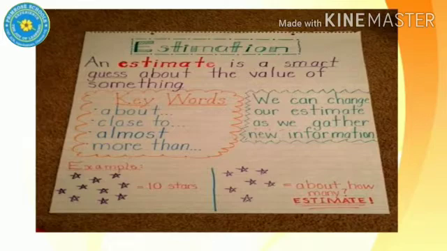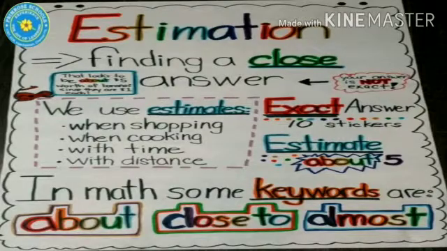For example, 10 stars are shown in the image. The question may be asked something like, about how many stars are there? So the word about indicates estimation. Estimation is finding a close answer. Where do we use this estimation, children? We use estimates when we go for shopping, when we cook, with time, also with distance we can do estimation.